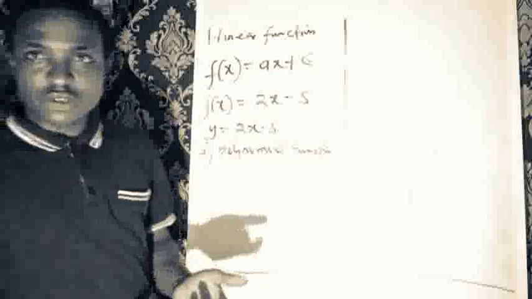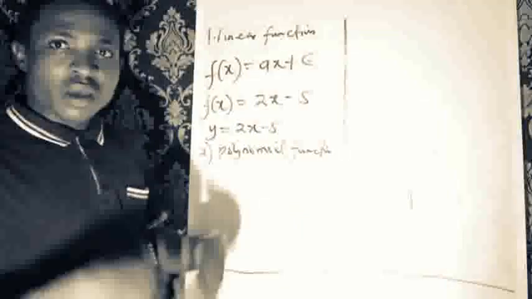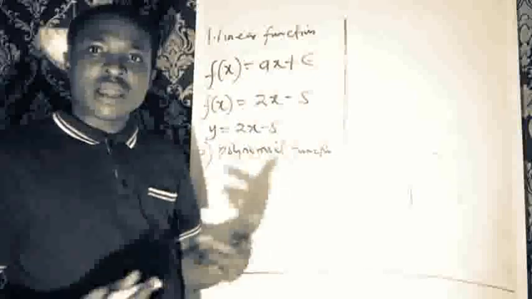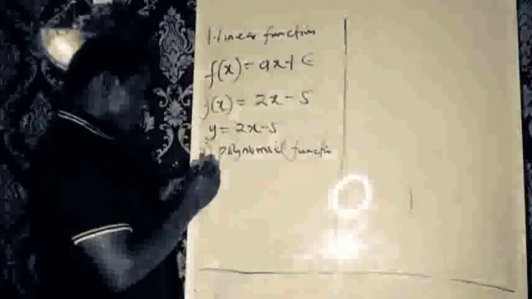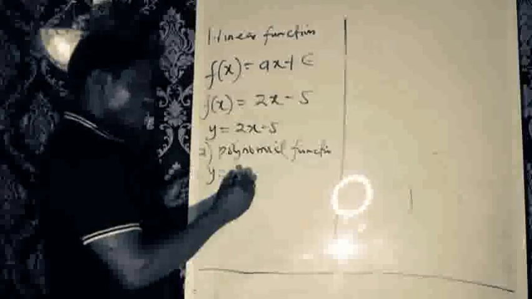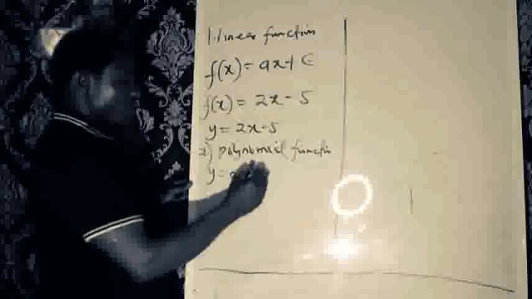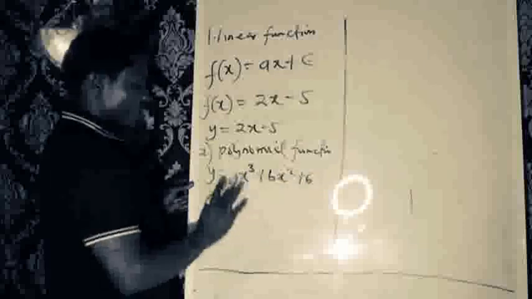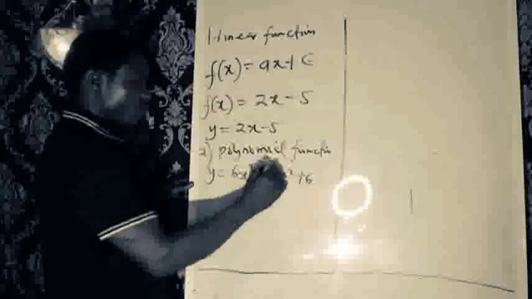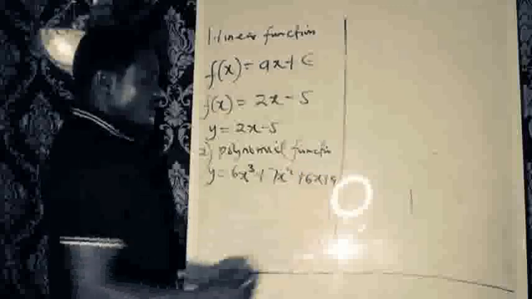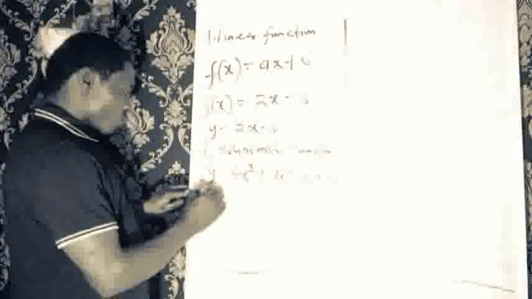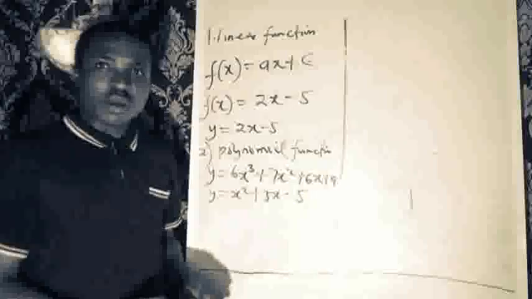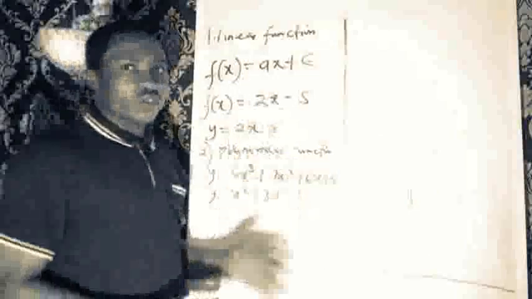Examples are quadratic functions or equations, cubic, quartic, quintic, and the rest of them, power 2, power 3, power 4, like that. So a function of this form, y equals ax raised to power 3 plus bx raised to power 2. Let me just give numbers instead. Something of this form is a polynomial function. This is also a polynomial function: x squared plus 3x minus 5. So for a polynomial function and a linear function, the rules are the same.